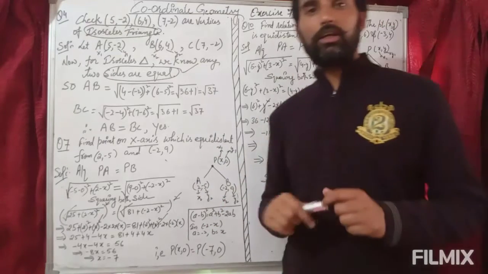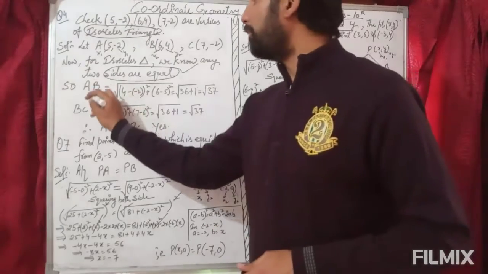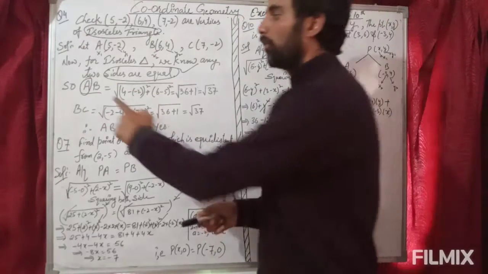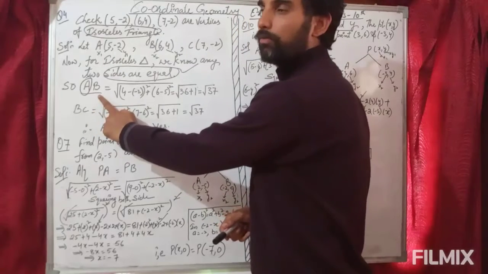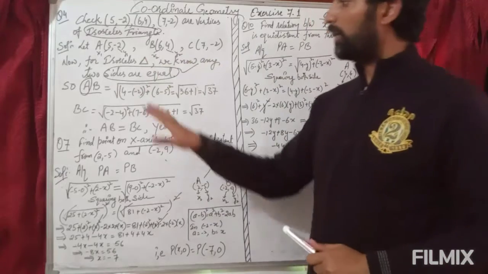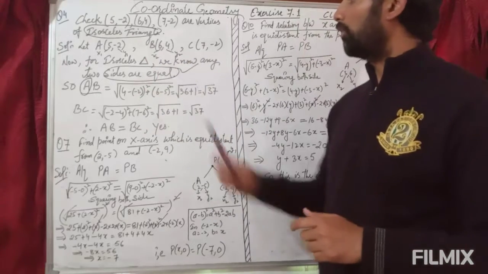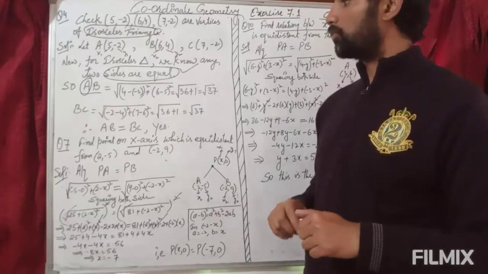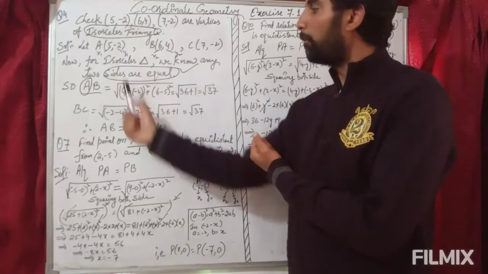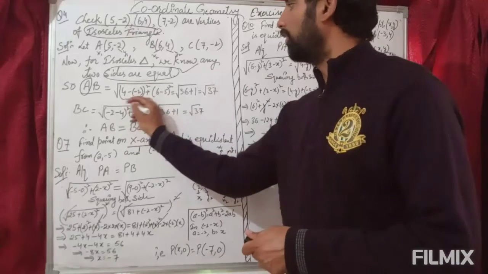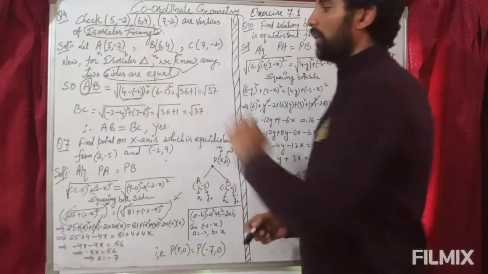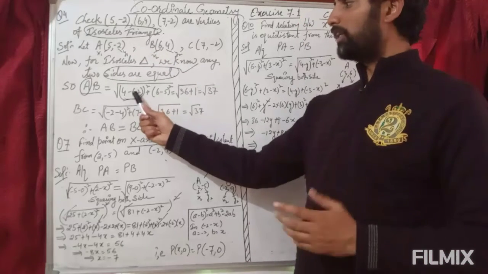But one thing you have to take care of: if I am writing AB and A is first, it means x1 y1 always comes from A and x2 y2 comes from B. That's why I write it down here, x1 y1 x2 y2. So I am writing the distance formula that you already know: y2 minus y1 whole square plus x2 minus x1. When I subtract, 4 minus, what is the value of y1? Minus 2. So I have to write it like this only: 4 minus minus 2 whole square plus 6 minus 5 whole square.